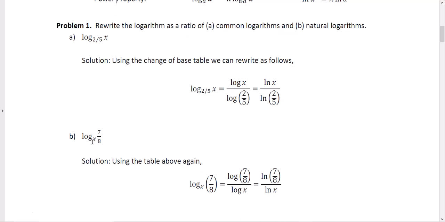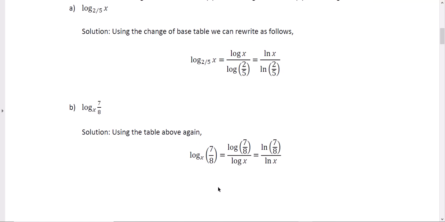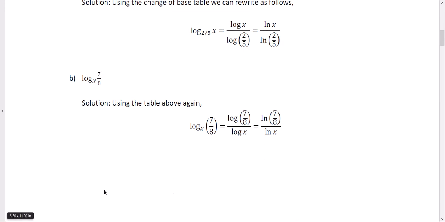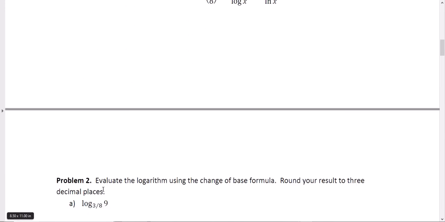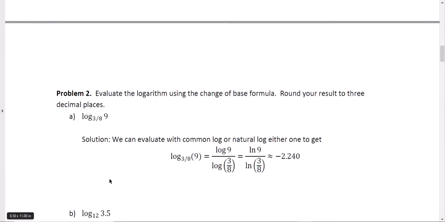Using the table again, log base x of 7/8. Notice the extensive use of parentheses. Log base x of 7/8 is log of 7/8, and then I'm going to close the parenthesis before I divide by the log of x. And we'll see this on the calculator a couple of times as well. So make sure you close off those parentheses as you're using your calculators to make approximations here.